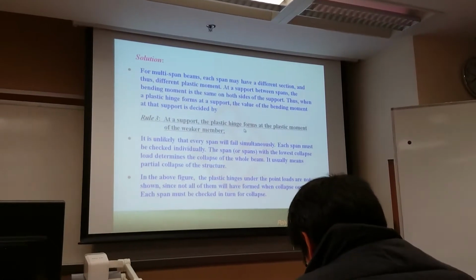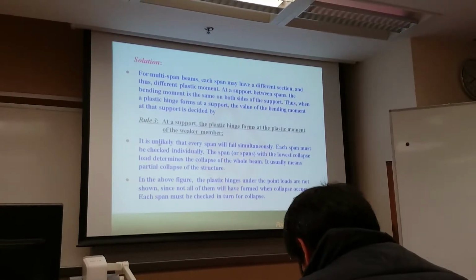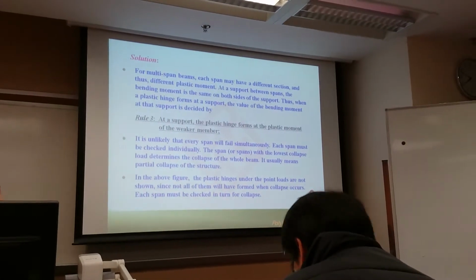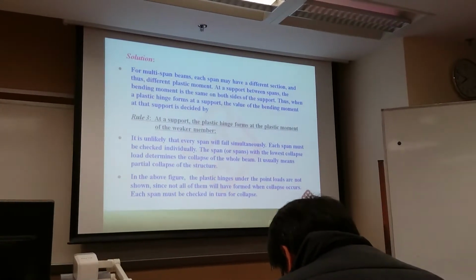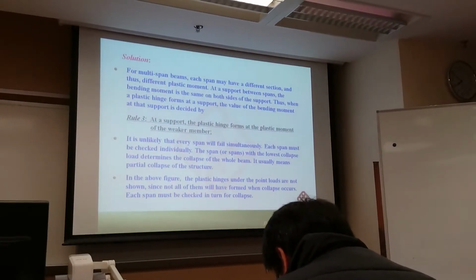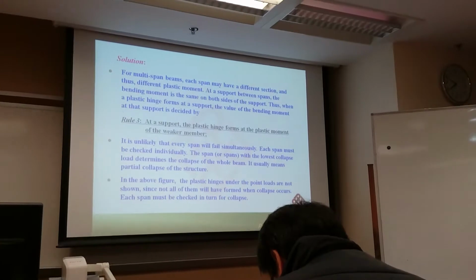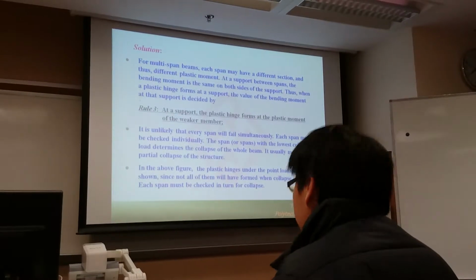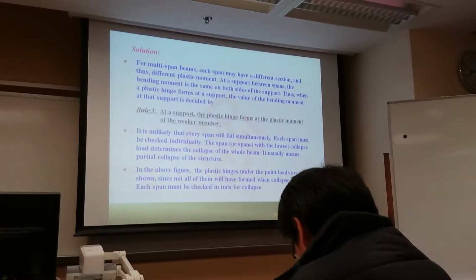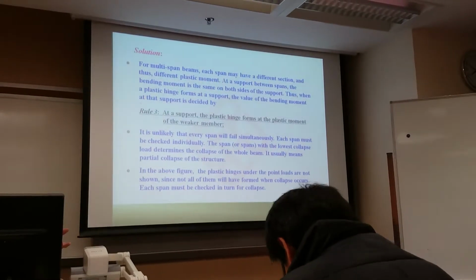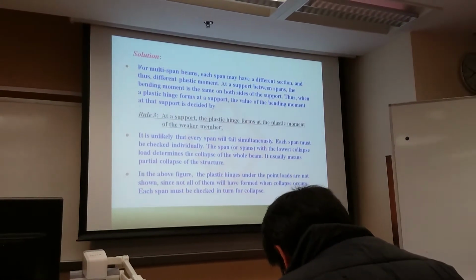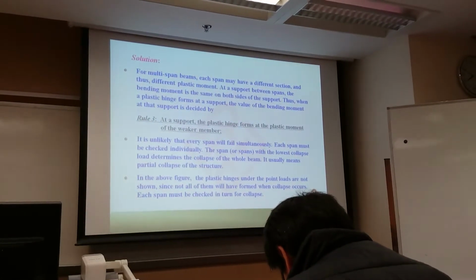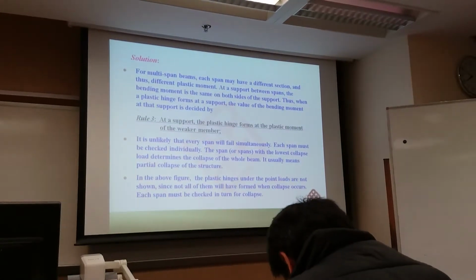At a support, the plastic hinge forms at the plastic moment of the weaker member. So when 2 members are connected at the internal support location, definitely the plastic hinge will occur at the weaker side. It is very easy physically. When 2 values are available at the support location, you just need to select the smaller one, the lesser value. That's all. Also, it is almost impossible that every span will fail simultaneously.